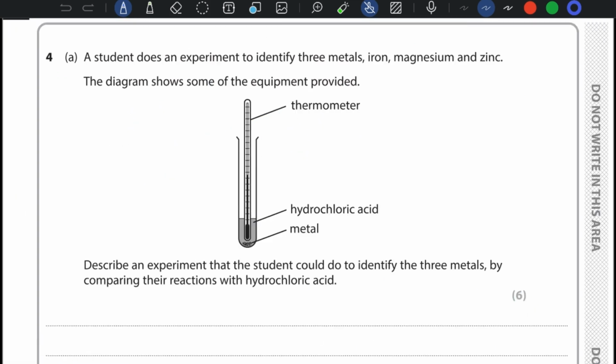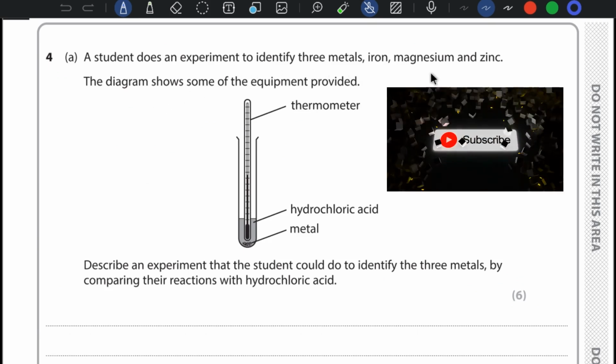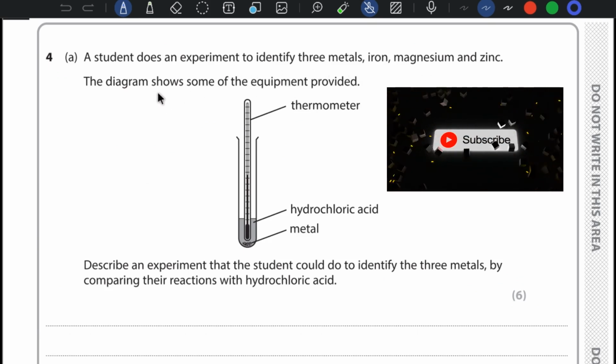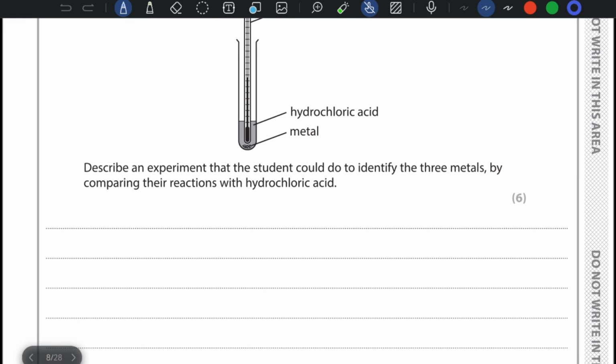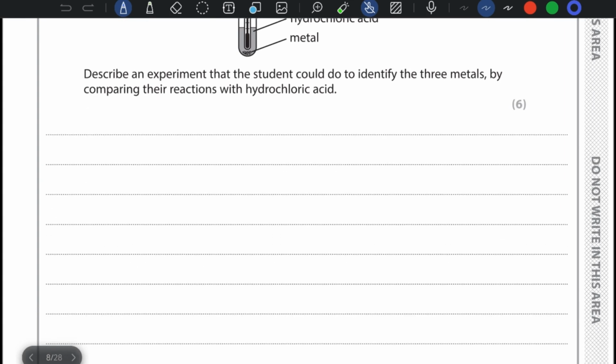Question 4. A student does an experiment to identify 3 metals: iron, magnesium, and zinc. The diagram shows some of the equipment provided. As you can see, metal with hydrochloric acid and thermometer. Describe an experiment that the student could do to identify the 3 metals by comparing the reactions with hydrochloric acid. This is considered a heavy question, 6 marks.